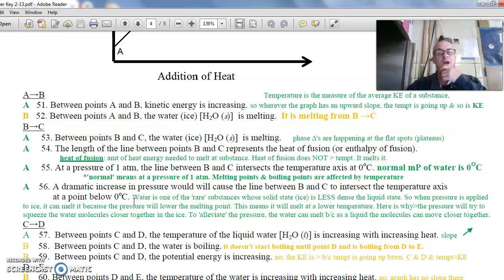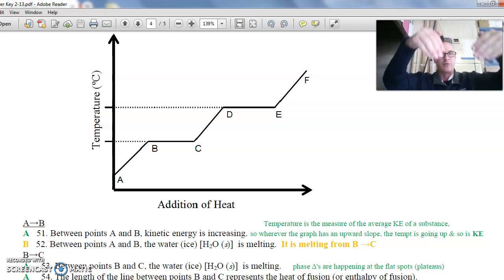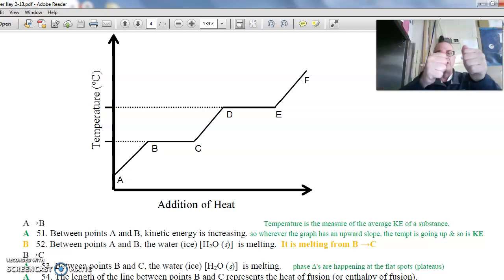And ice is one of the rare substances that will do that, and here's why. An object responds to a change in the conditions on it by trying to lower or reduce those conditions. So when we have the molecules all lined up in ice and we put pressure on it, it's trying to squeeze those molecules closer together. So what happens? It melts. When it melts, it's now liquid. When it's a liquid, we know liquid water is less dense than the ice.